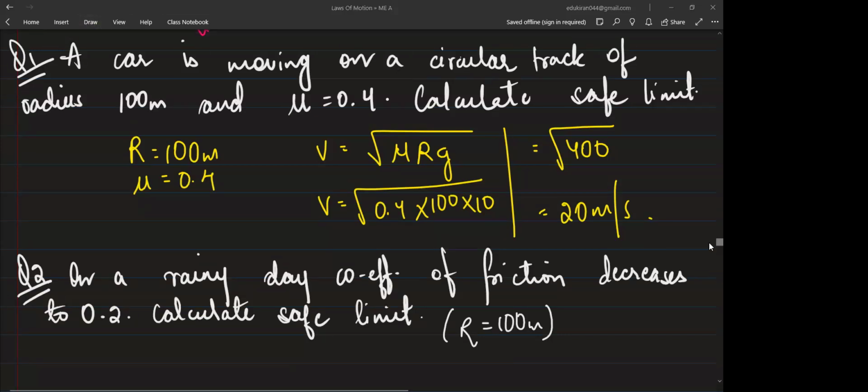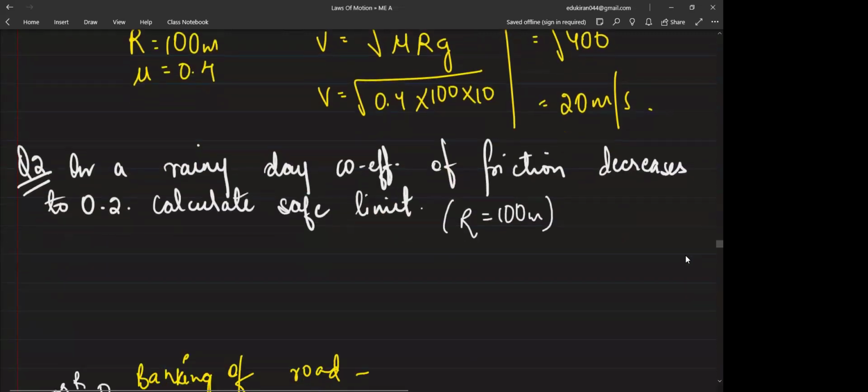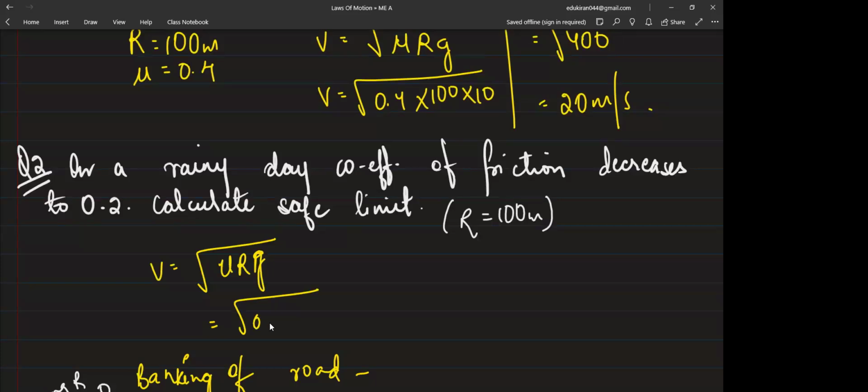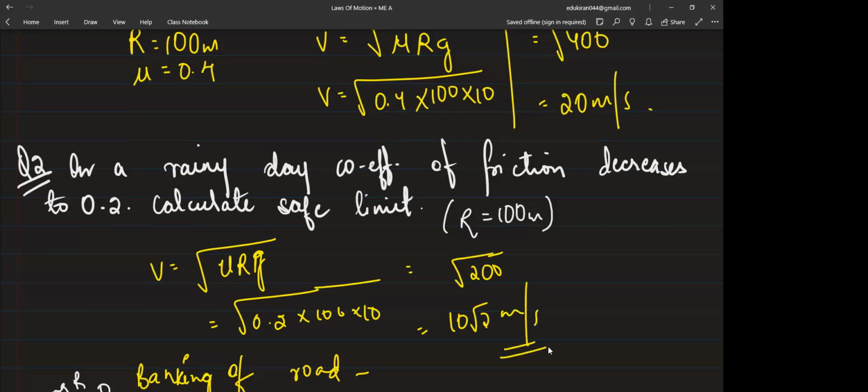See, on a rainy day, coefficient of friction decreases to 0.2. You have to calculate the safe limit. Means V is equal to under root mu R g. So mu is 0.2, radius is 100, g is 10. So it is under root 200. This only you must be getting, root 10 root 2. Yes. This is your answer? Yes.